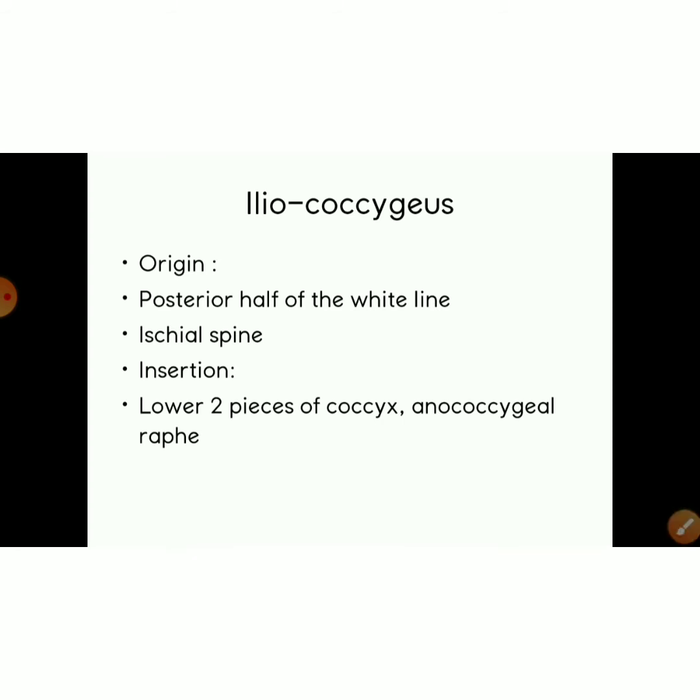Now we will talk about each part. So this levator ani, as we have told, has an iliococcygeus part and a pubococcygeus part. This iliococcygeus part arises from the posterior half of the white line, we have already seen the white line, and also from the ischial spine. So this is a posterior part, and it is inserted to the lower two pieces of the coccyx and into the anococcygeal raphe.